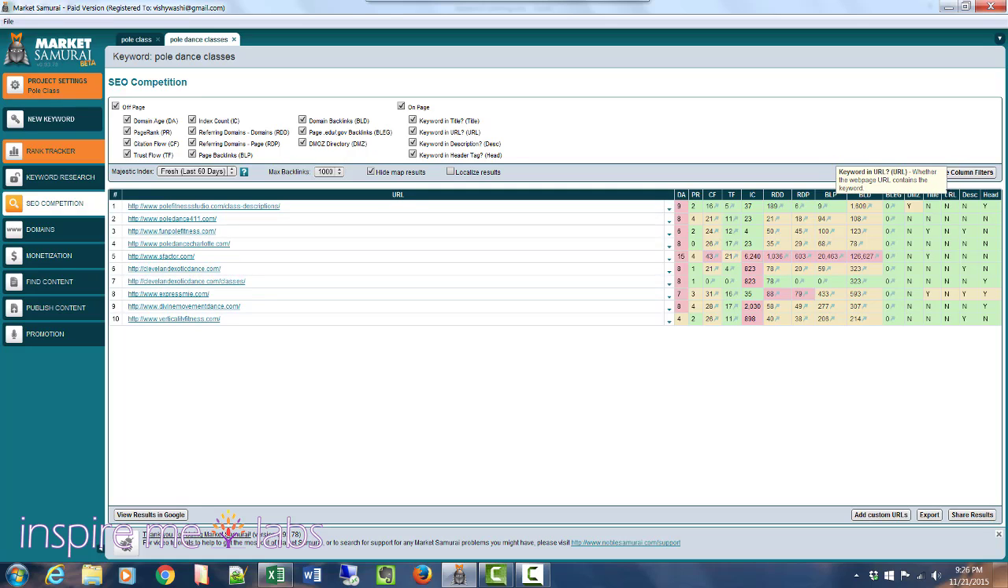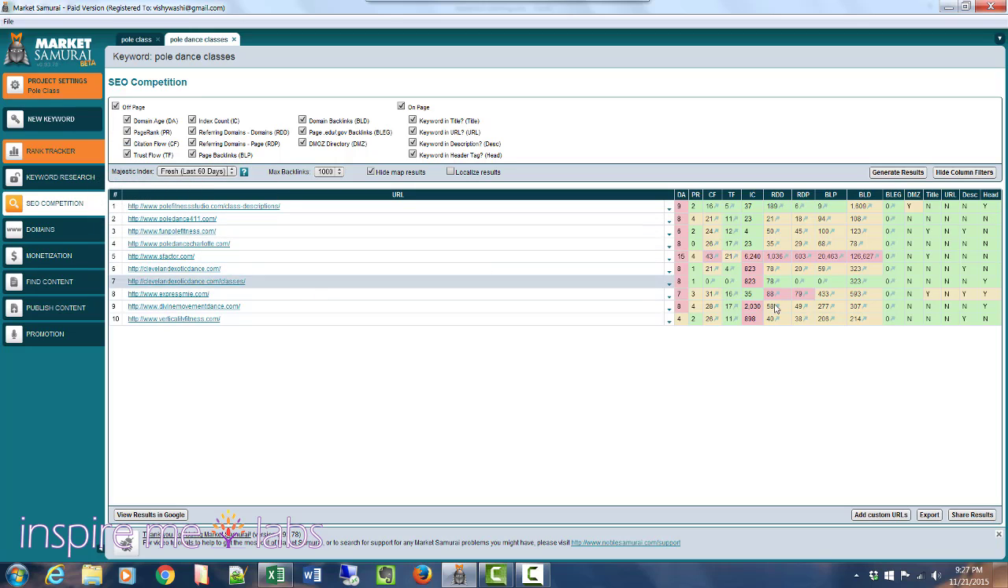URL, this column detects if the keyword is in the actual URL that's ranking, and all of these are no. So if you want to rank a page and you put pole-dance-classes in the URL as a slug, it would be beneficial. Description is the meta description, and the head is the header, the H1 tag of the page.